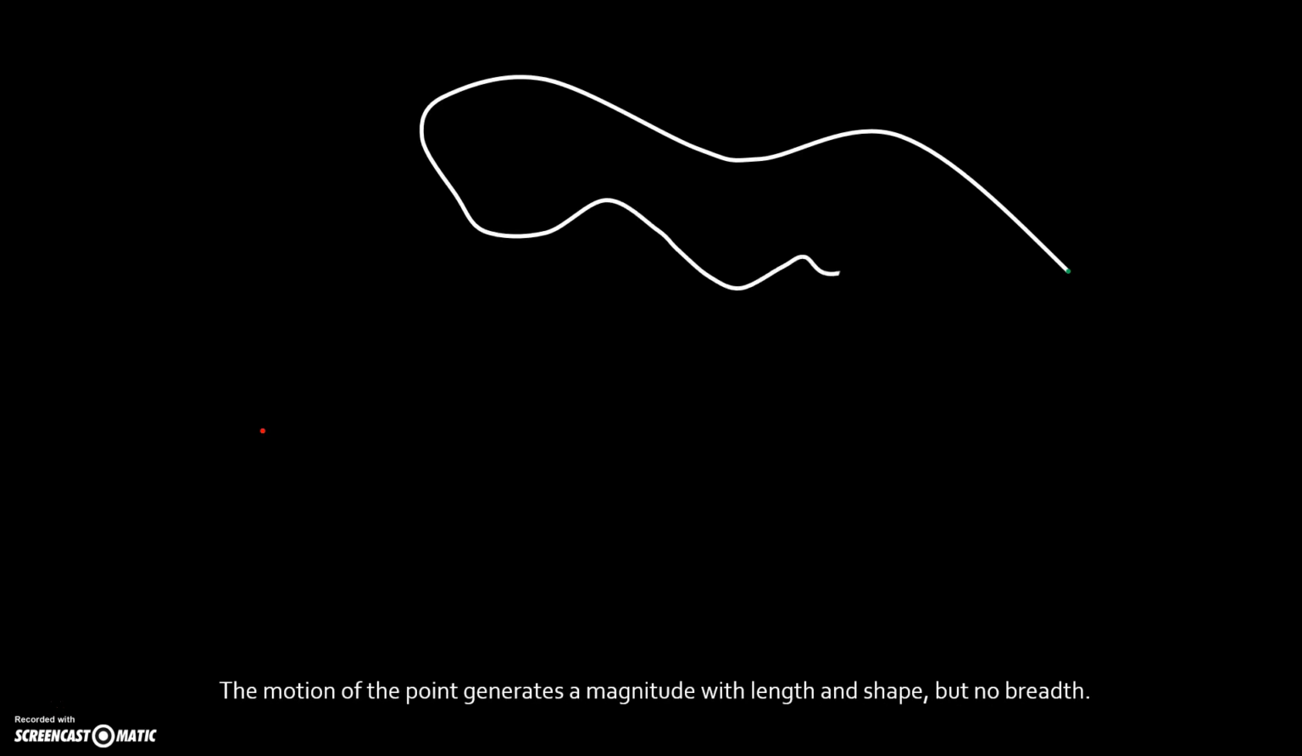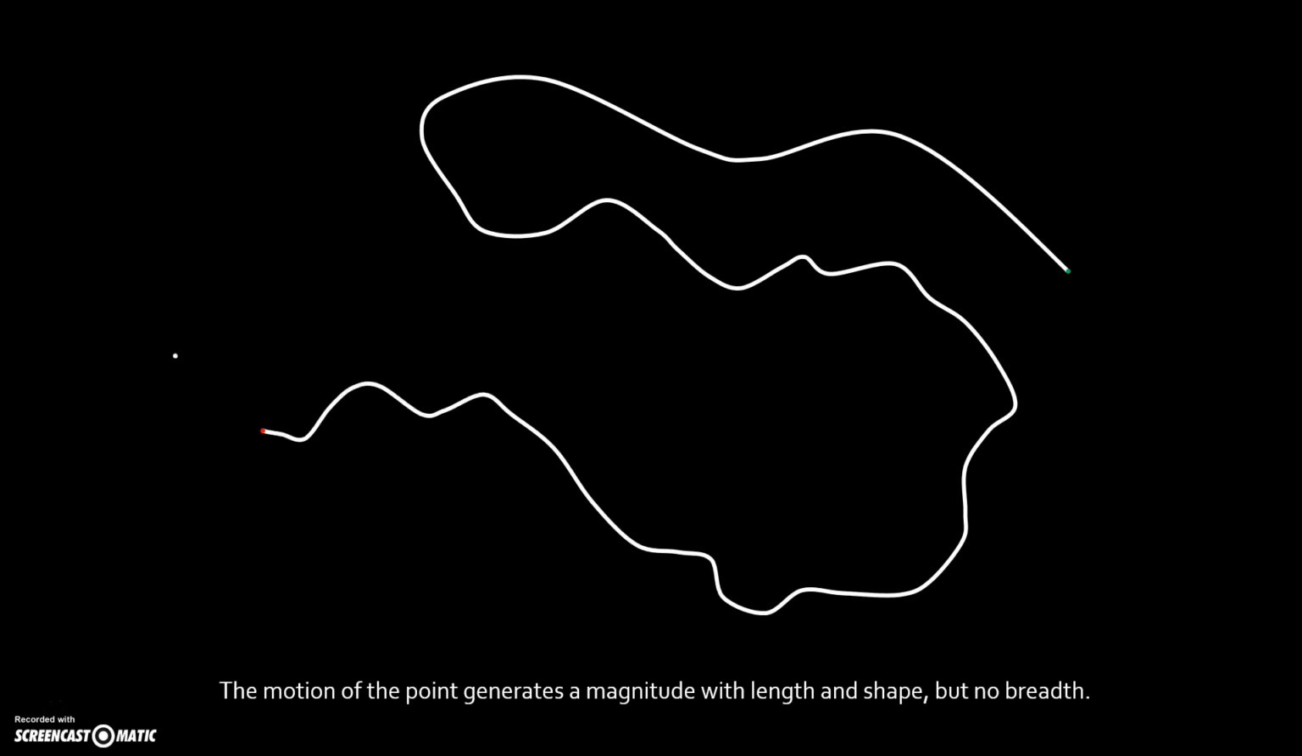A line is generated by a moving point. We saw that if we moved a point in our imagination between a beginning point and an end point, a line would be thus generated. The motion of the point generates a magnitude that has length and shape, but which has no breadth. This we knew from our analysis was how we understood a line.